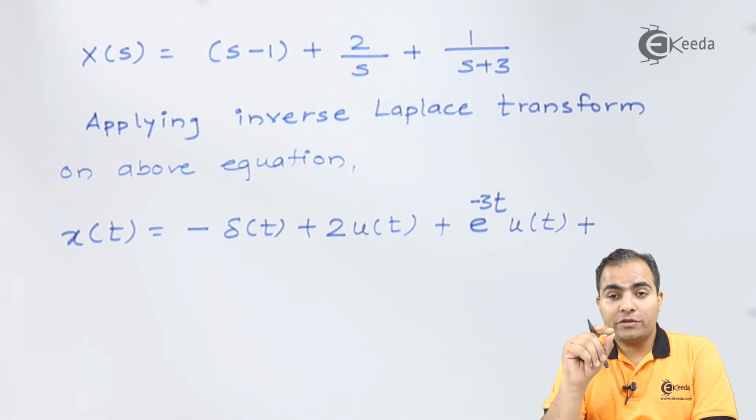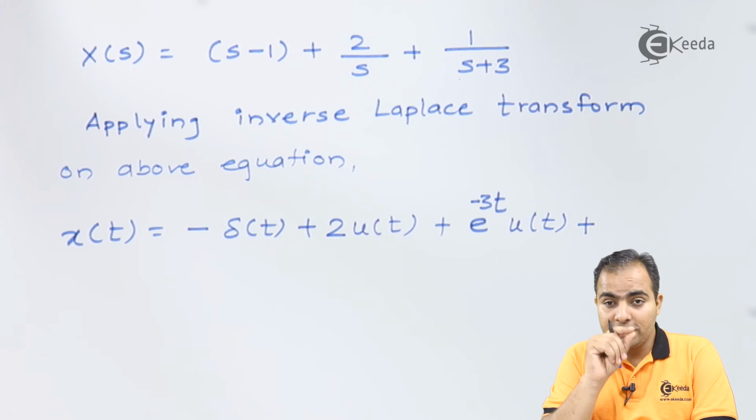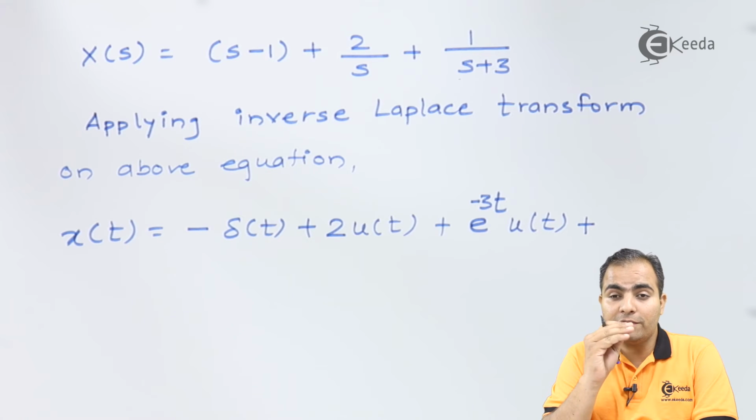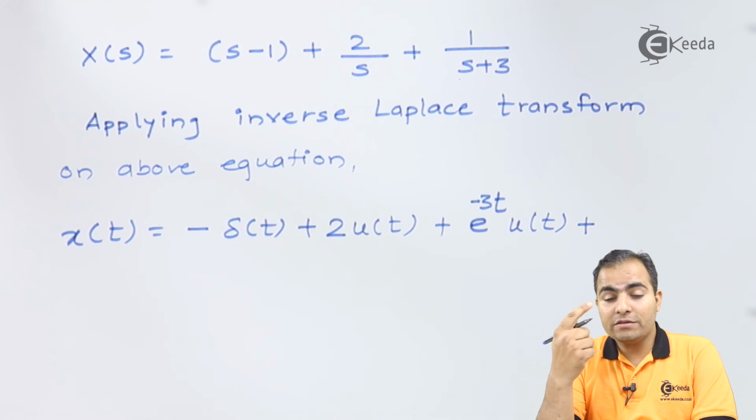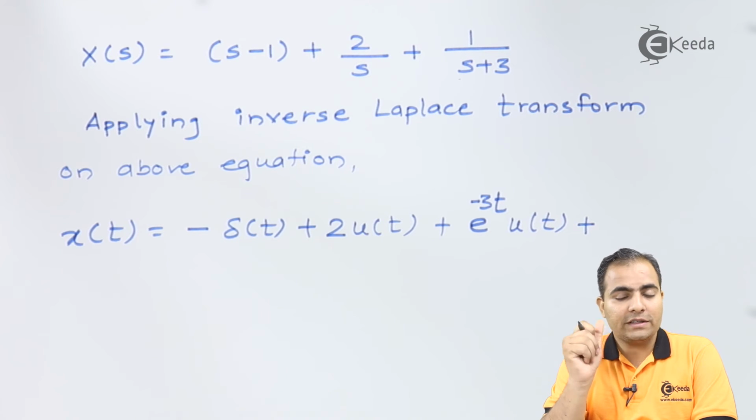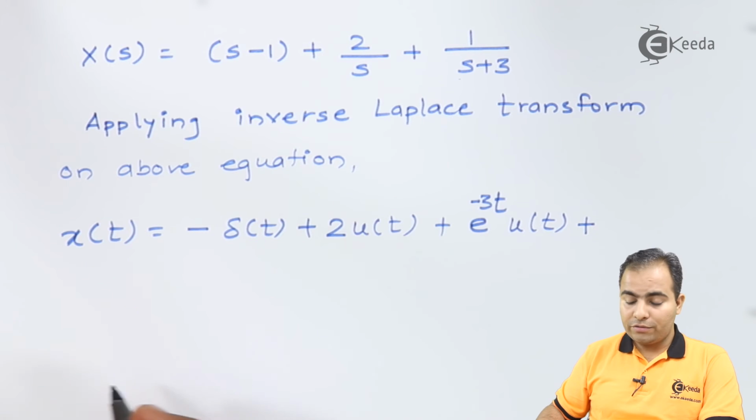d by dt of x of t is always s times X of s. I'll repeat, the time differentiation property statement is d by dt of x of t. Differentiation of any time signal x of t is always s into the Laplace transform of x of t, which is X of s. I'll show you.